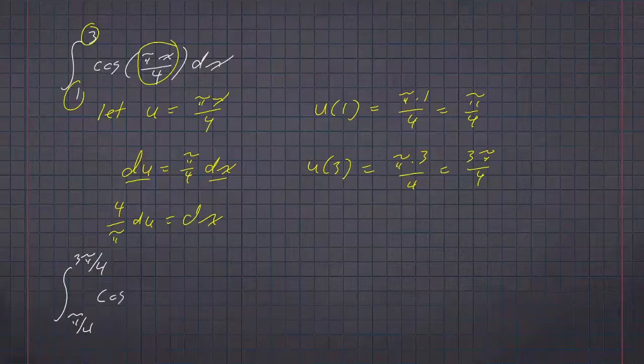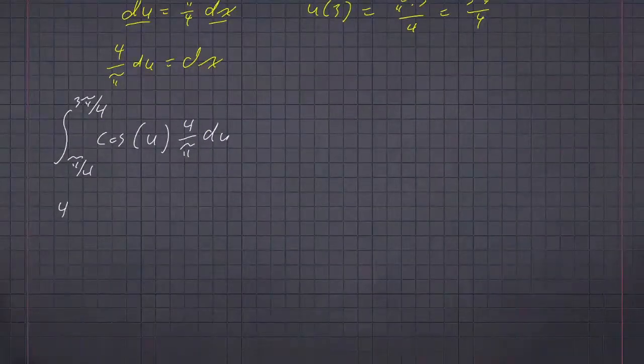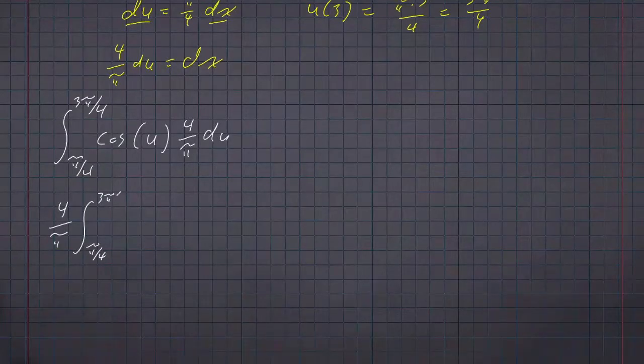And it's the cosine of, instead of pi x over 4, that's the thing we called u. And we found that dx is the same thing as 4 over pi times du. The 4 over pi can come in front of the integral, and we are simply integrating cosine u du. And we know that the integral of cosine is sine.